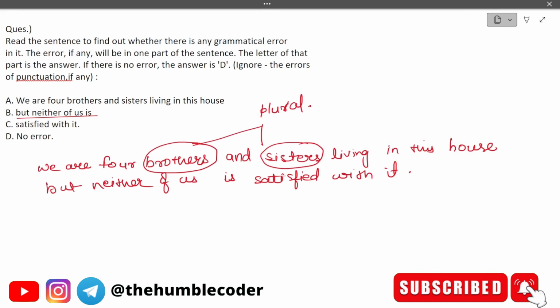Like these are more than ones, right? So we cannot use "is" in this case. So it should be "are". Okay, so we are four brothers and sisters living in this house, but neither of us are satisfied with it.